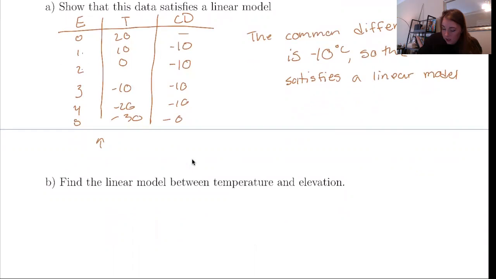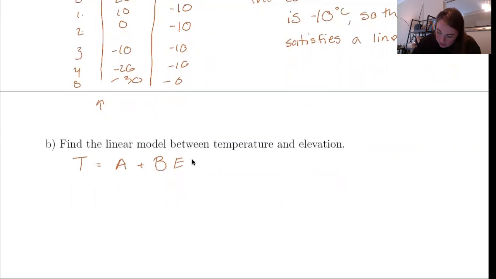So, let's call our equation like E for elevation. Oh, wait, no. It would be temperature. It's going to be A plus B times the elevation. You can also do height, but meh, we'll just call it elevation.